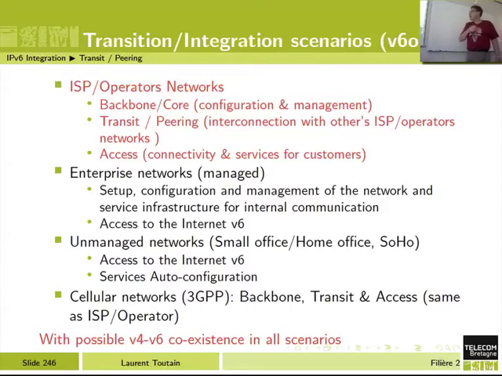And the other part, besides the home unmanaged network, is cellular networks. I will not talk about that, but Xavier Lagrange gave a talk about LTE, and you have seen that in LTE, IPv6 is mandatory. So it means that in the new release, you will be in IPv6 and you will have, by some chance, IPv4 for compatibility reasons. So here we see that the new generation includes IPv6.